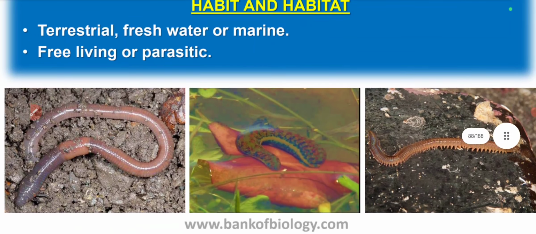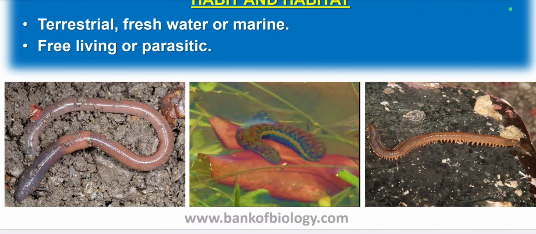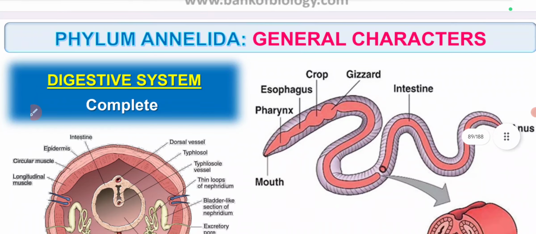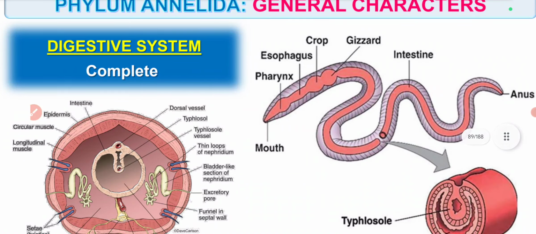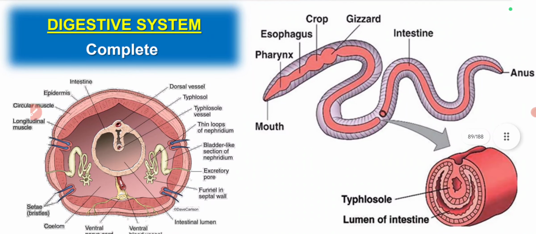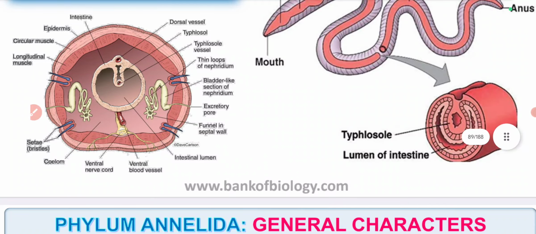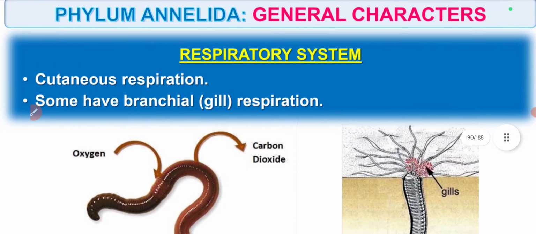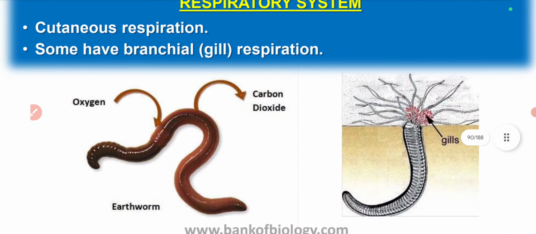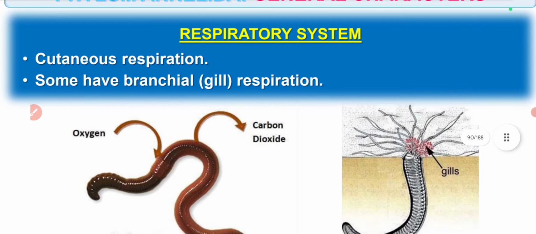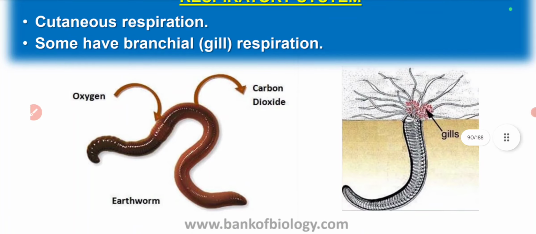Habitat: terrestrial, freshwater or marine, free living or parasitic. Digestion is complete, meaning mouth and anus are separate. Respiration is cutaneous, meaning respiration is done by the skin, without gills or lungs. If respiration occurs through the skin, it is called cutaneous respiration. Some have branchial or gill respiration.